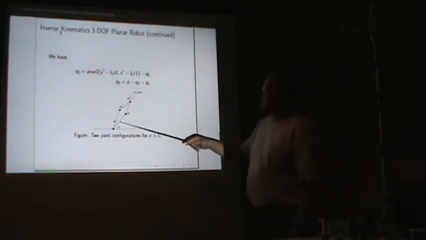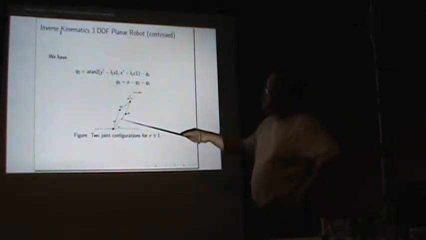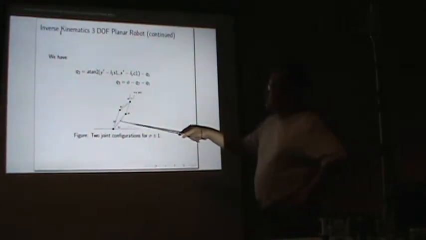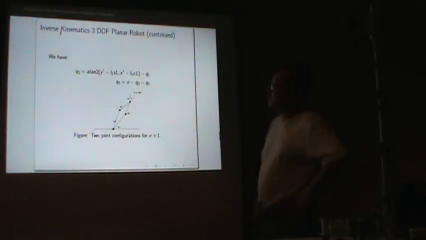So if sigma is positive, I'm not sure whether it's this one or this one. I have to go check. But anyway, that gives you two different solutions to a problem, okay, to a 3-degree freedom problem.